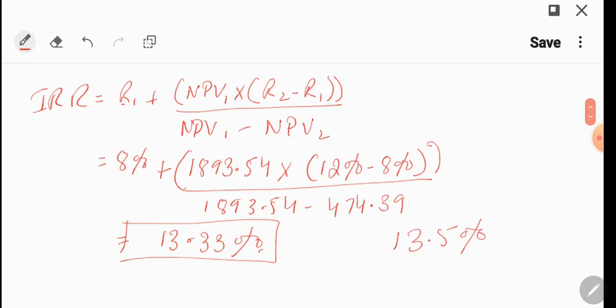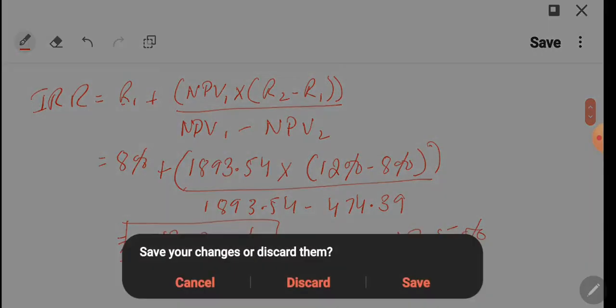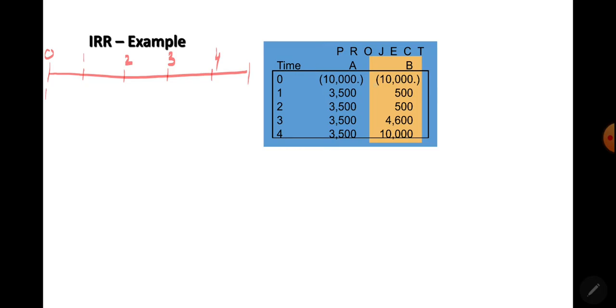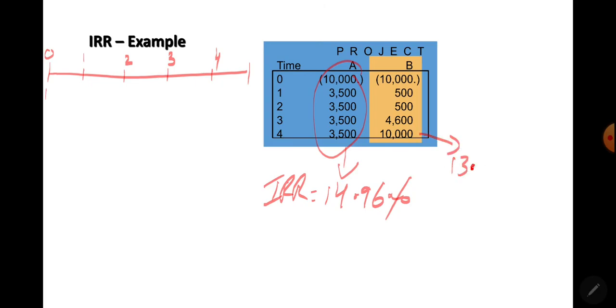Now similarly, you can do it for the other project as well. I'm not doing it. You can do the same thing for project A. Your answer should come close to 14.96%, as that is the internal rate of return. So for project B, the answer was 13.33%. So we'll use the approximate one.